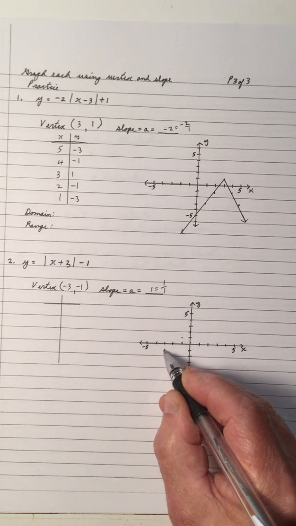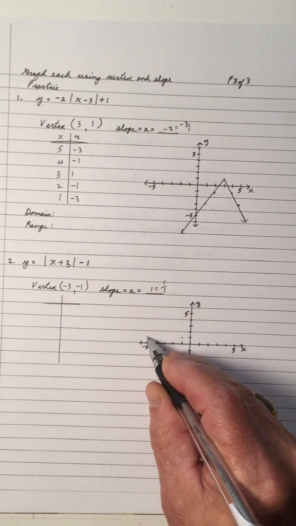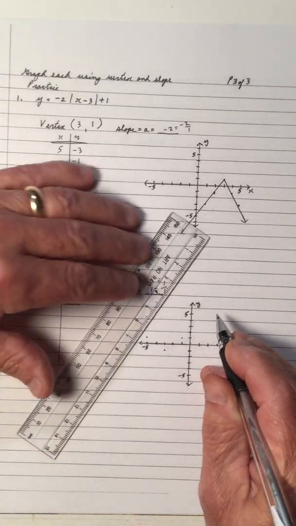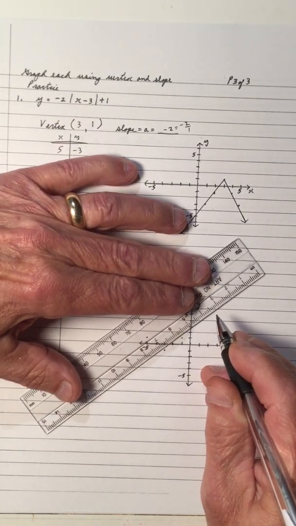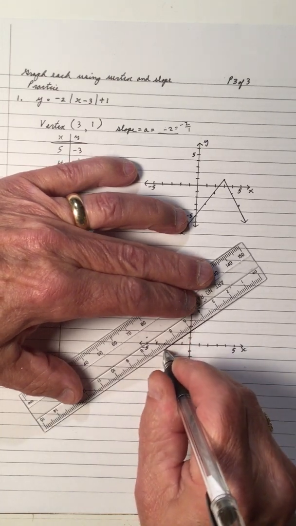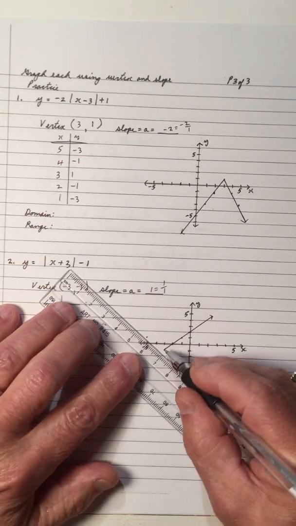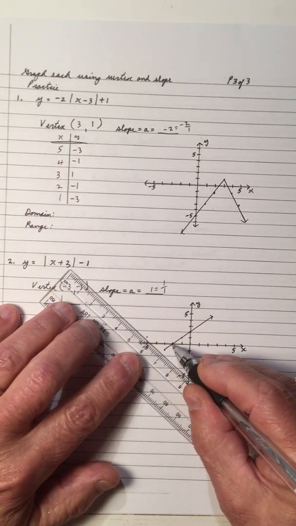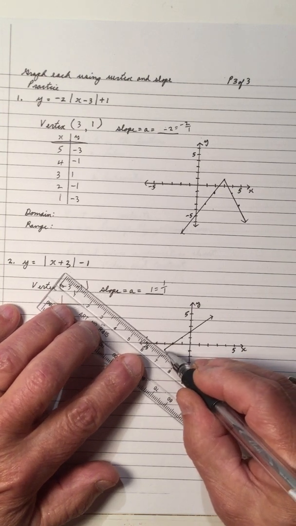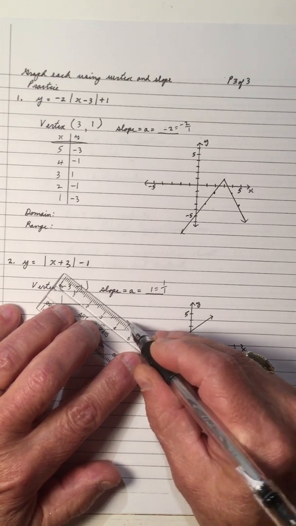Now let's go the other way. Up 1, left 1. Up 1, left 1. And if I had a longer graph, I could plot more points, but this should be okay. So notice here I went up 1, right 1. And this one I went up 1, left 1. Because the two slopes are, one is plus and one is minus, it gives you the V shape.